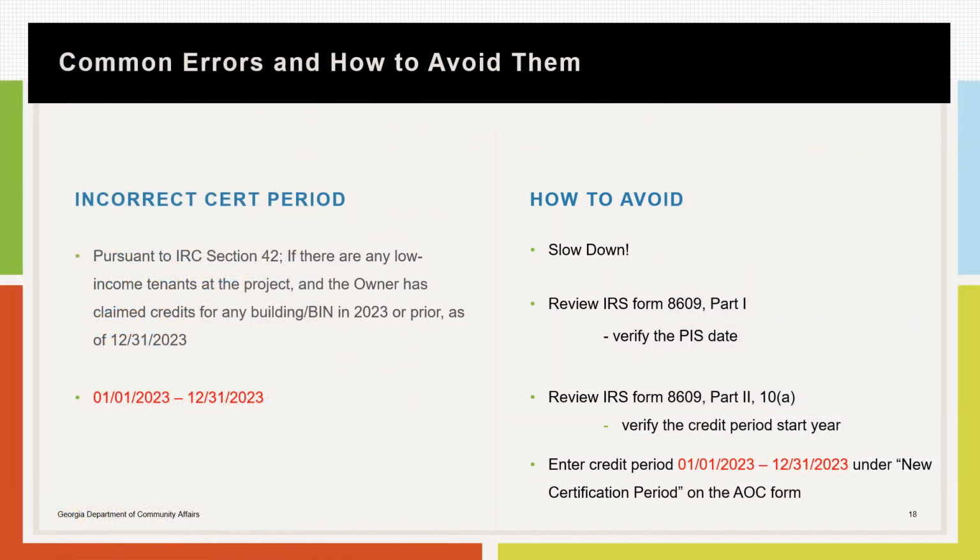The first common error that we see on the AOC submission is the incorrect certification period. So pursuant to IRC Section 42, if there are any low-income tenants at the project, and the owner has claimed credits for any building or bin in 2023 or prior as of 12/31/2023, then you need to submit an AOC for that project. Therefore, the correct certification period should read 1/1/2023 through 12/31/2023.